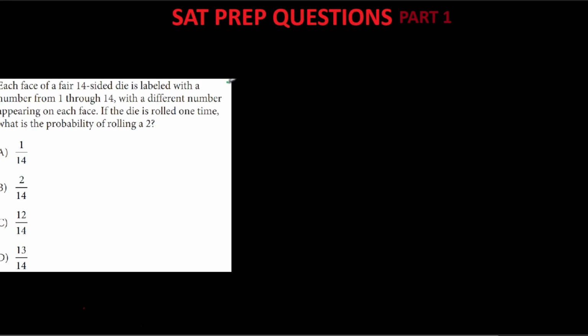For this question, we have the die has 14 possible sides, and the number of sides that will contain our positive outcome is only 1. Choice A is the correct answer. Now, if it wasn't fair and the number 2 appeared on 2 of the sides, then it would be 2 over 14 or 1 over 7.